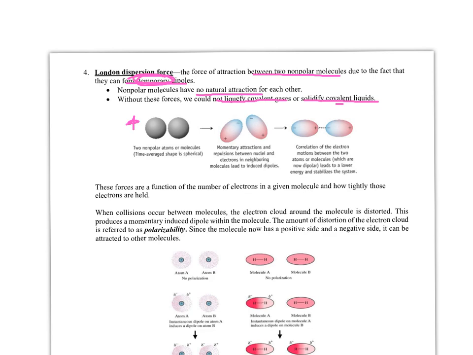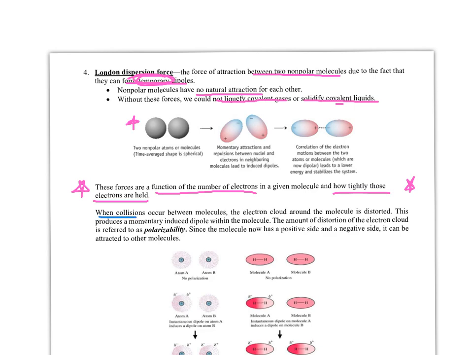So what happens with London dispersion forces is they are a function of the number of electrons in the molecule and how tightly the electrons are held. That's the key. It's all about how many electrons it has. So the more electrons it has, what's really happening is there's collisions.